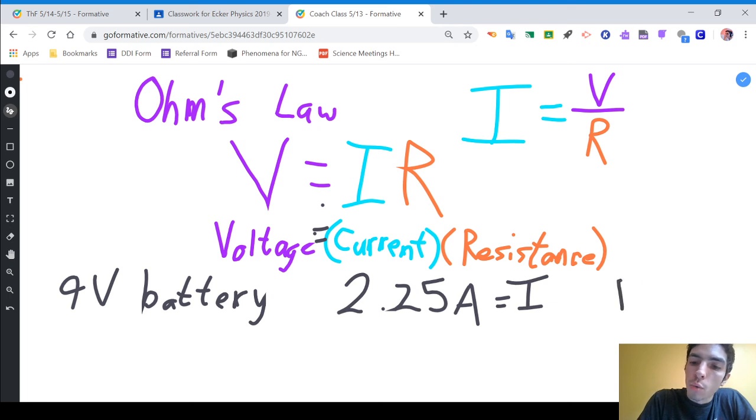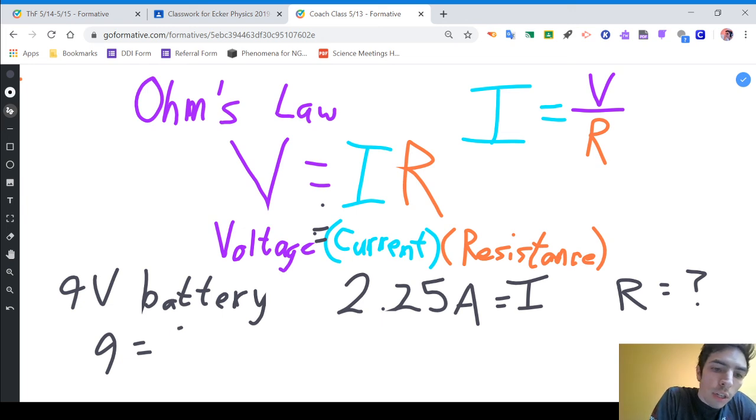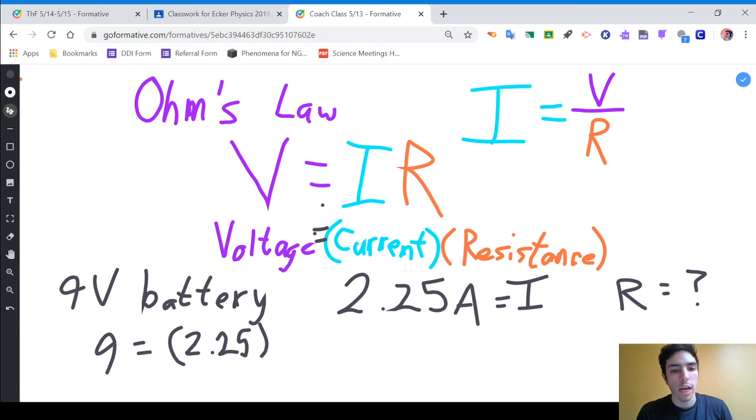And the question is, what's the strength of the resistor, or how much resistance does some object or element in our circuit provide? So again, we're going to plug in the stuff that we know. This V we do know is 9 volts. That's the strength of our battery. We know that the current is 2.25 amperes. We measured that and determined that experimentally. And now the question is, what is this missing resistance in our equation?